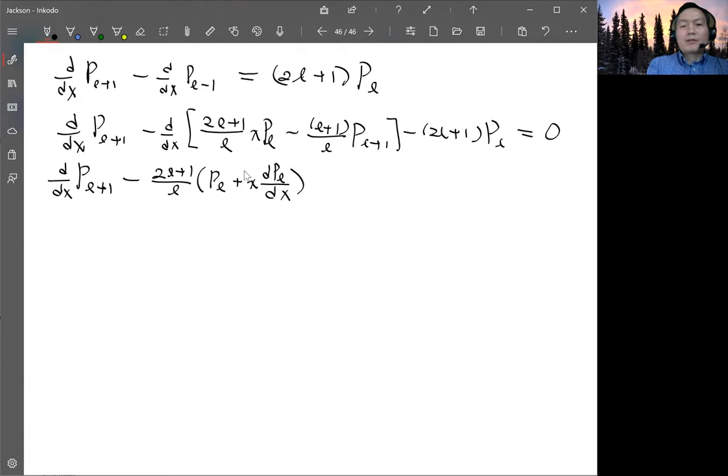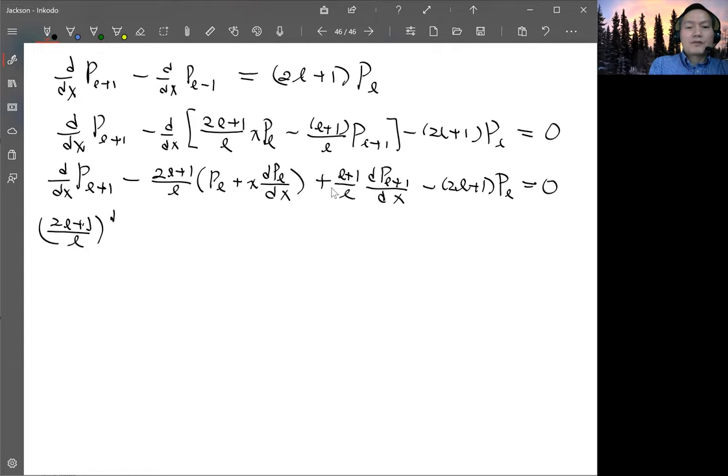Okay. And then minus (L plus 1)/L dP_{L+1}/dx minus (2L plus 1) P_L equals 0. Now you can group this thing together. This is equal to, this one is a plus because your minus minus becomes plus. So these two are the same, dP_{L+1}/dx. So you group that together. So 1 plus this one, you have (2L plus 1)/L dP_{L+1}/dx.